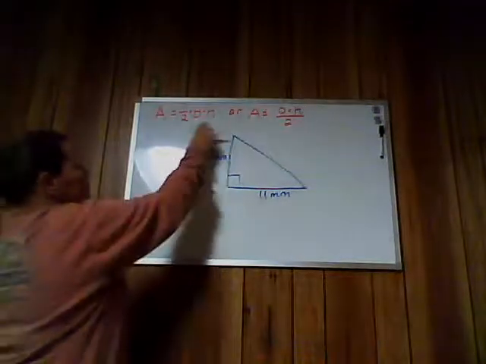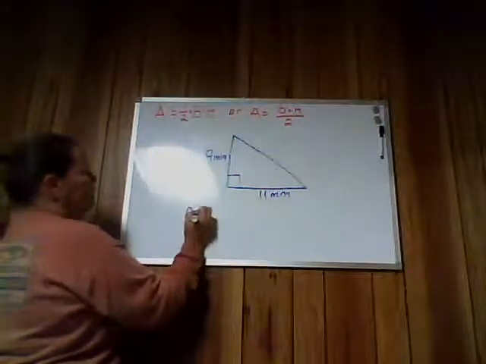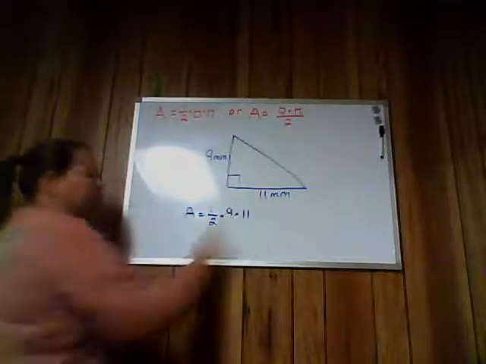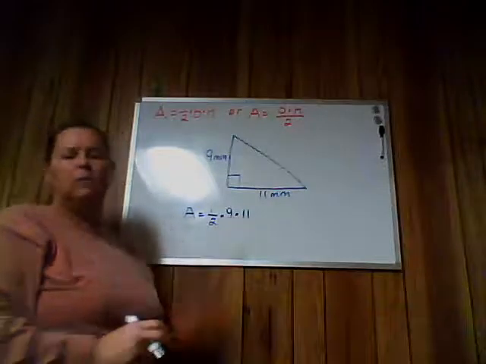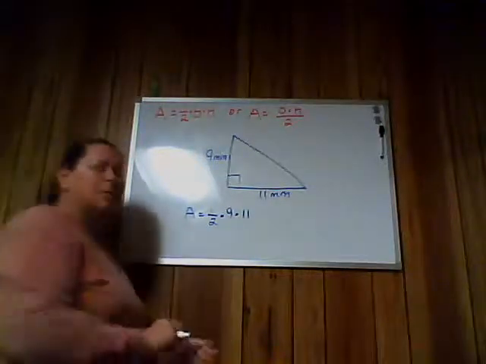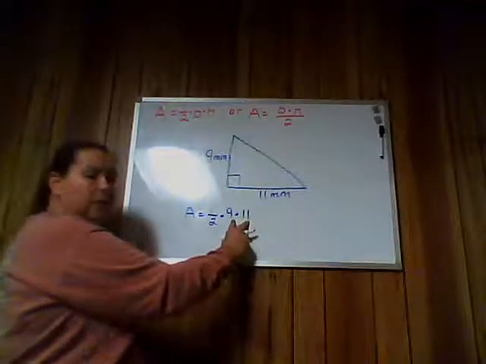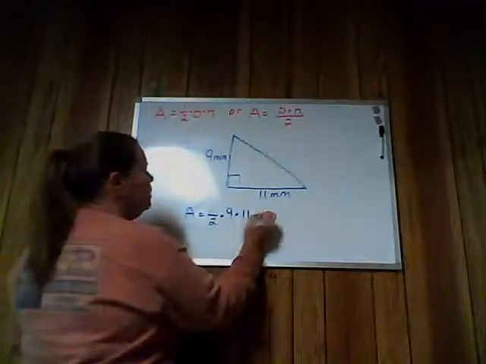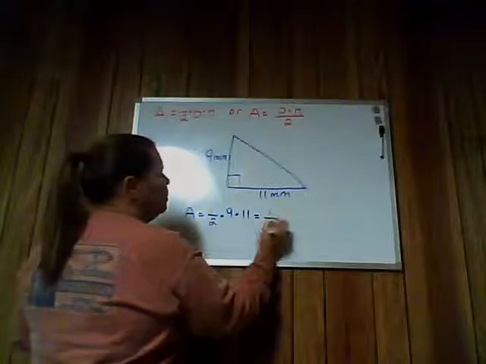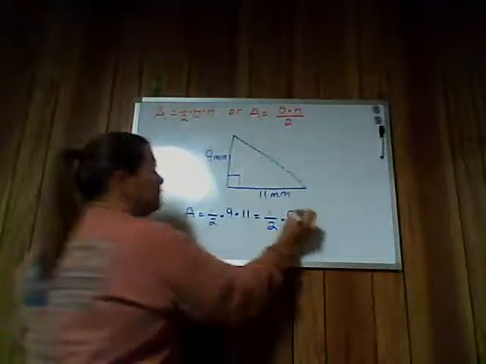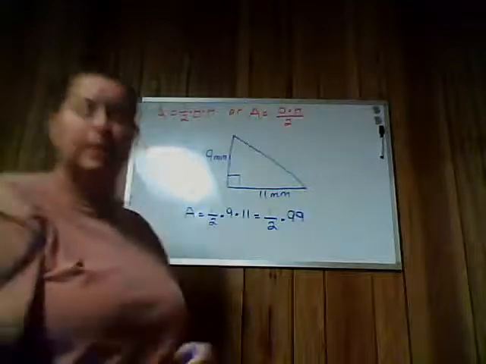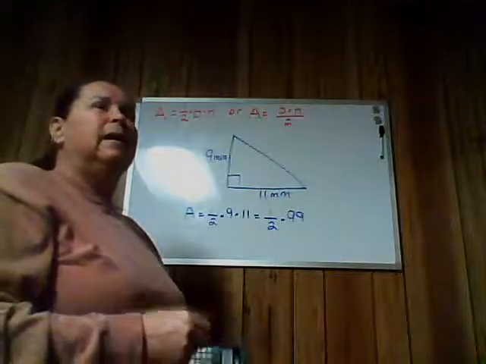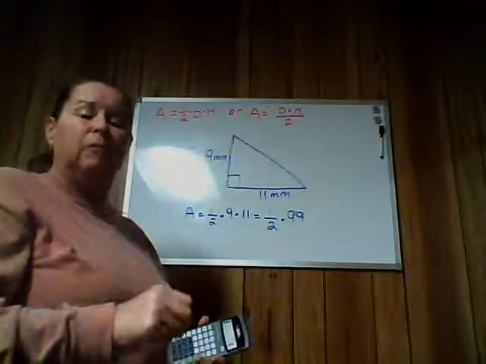Really doesn't. If I write it like this, area is going to be 1/2 times 9 times 11. Well, neither one of these are even numbers. So here's what I recommend. If you do it like this, multiply these first, which would be the same thing we would do if I use that formula. So this is going to be 9 times 11. We all know 9 times 11 is 99. Now, 99 is an odd number, meaning it doesn't have an exact answer. It's going to have a decimal for your answer.